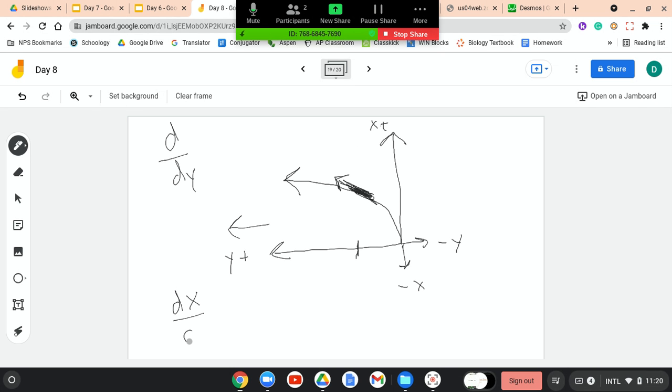We call this dx over dy. Cool. So taking the derivative with respect to y of something, that's all it means. We're asking, what does the slope look like if we look at it from y's perspective? Does that kind of make sense? Yeah, that makes sense. Cool.